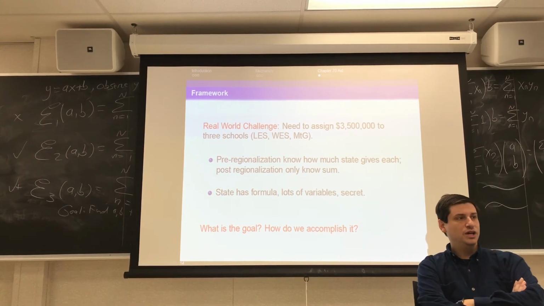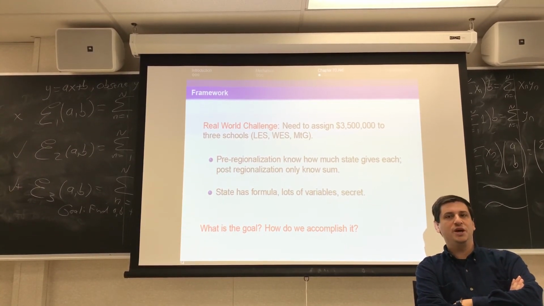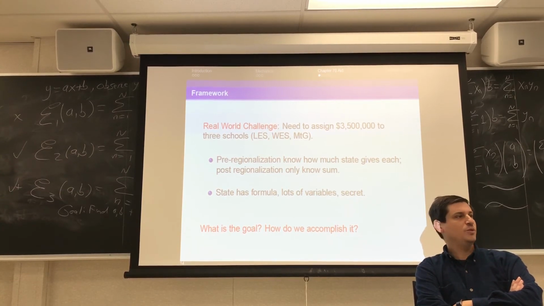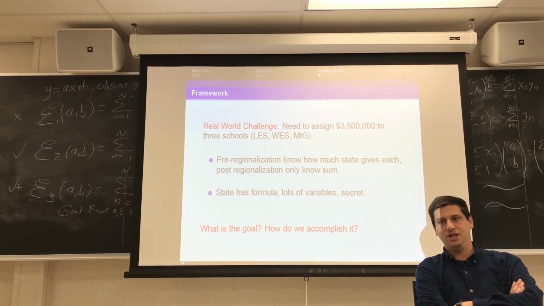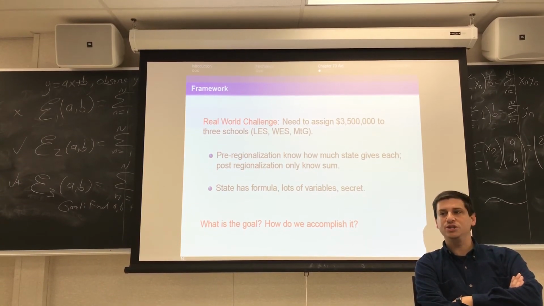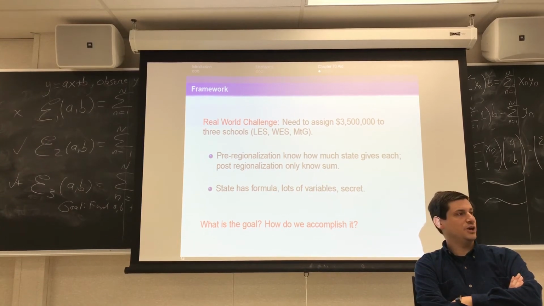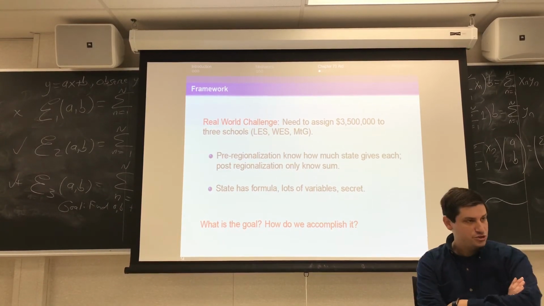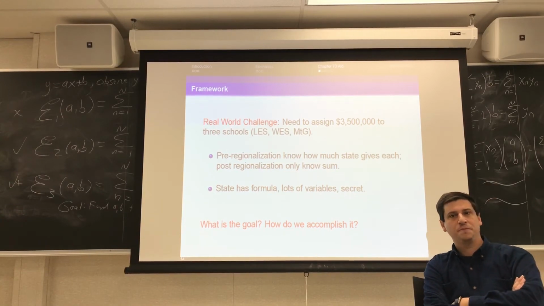So right now, we have voted to regionalize, and we are now one school district. Because we are one district, the Commonwealth will no longer tell us how much money goes to each school. They will just tell us the lump sum that the state will give our district. Before, we knew how much money went to each school. What we would like to do is figure out how much money would have gone to each school if we were still 3 different districts.